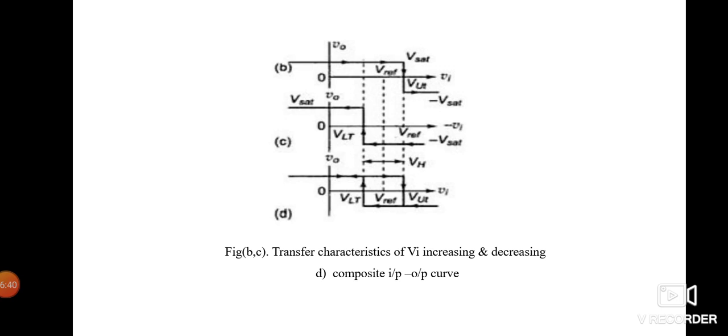The next diagram shows the transfer characteristics of Vi when it is increasing and decreasing. The first one shows the increasing, the second one shows the decreasing, and the third one is the composite input and output curve. That's about the Schmitt trigger circuit.